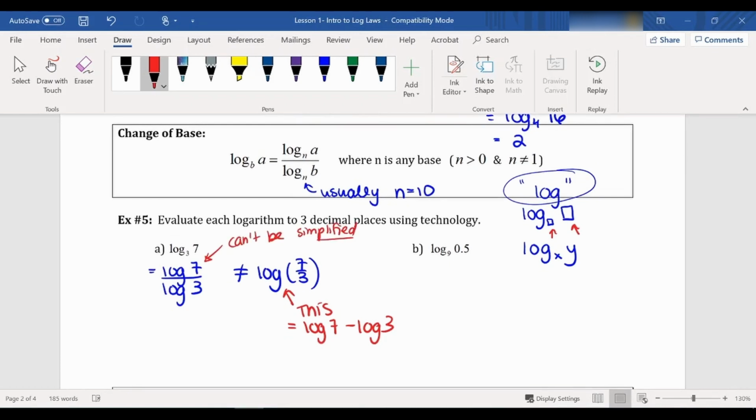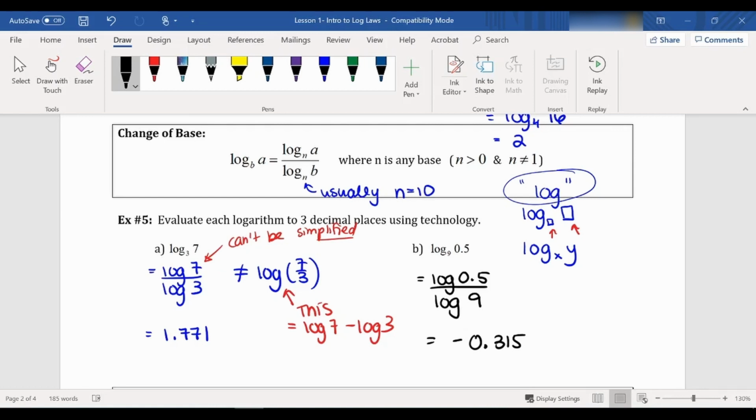But you can type this into your calculator. You can type in log 7 divided by log 3. And if you do that, you get approximately 1.77. So try that in your calculator if you don't have the fancy button. This next one, we would write this as log 0.5 over log 9. We would type that into our calculator, and you should get approximately negative 0.315. So again, if you have a fancy calculator with the little boxes or the X and the Y, you can just type it in as you see it in the question. You should get the same answer.